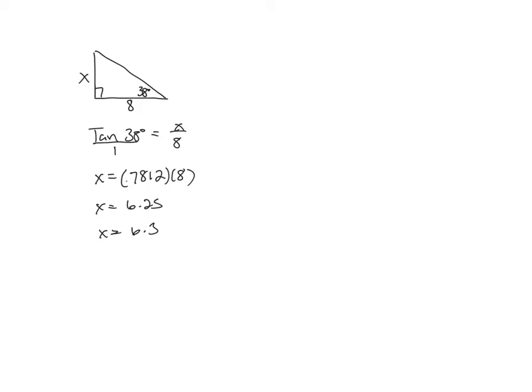If you have a calculator and you press the word tangent, and on the screen you see TAN pop up, then you're going to press tangent and then 38 and then equals or enter, and that 0.78 number will come up. Then you can just hit times 8 and you'll have what's there.